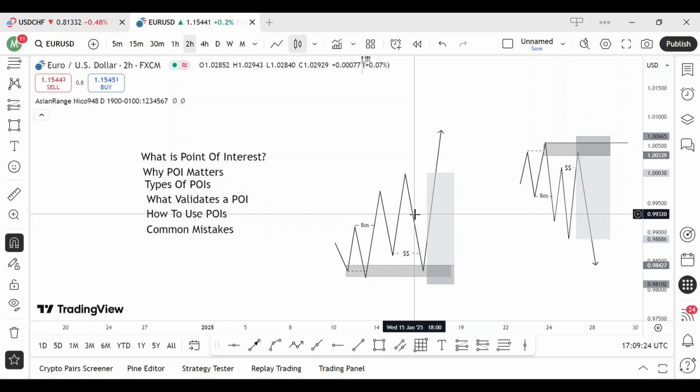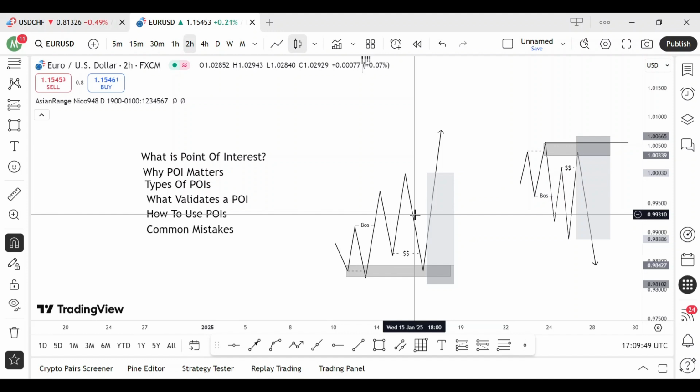And number two, ignoring higher time frame confluence. A lot of traders just go straight to the 5 minutes or the 1 minute. No, you must have a clear directional bias from a higher time frame. We'll be covering that in more videos to come: how to use higher time frame alongside lower time frame. Number three, skipping confirmation and jumping into trades too early are some common mistakes traders make.